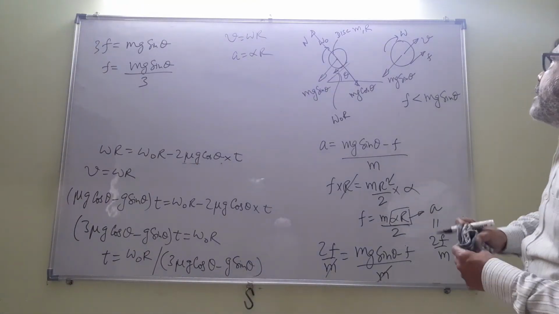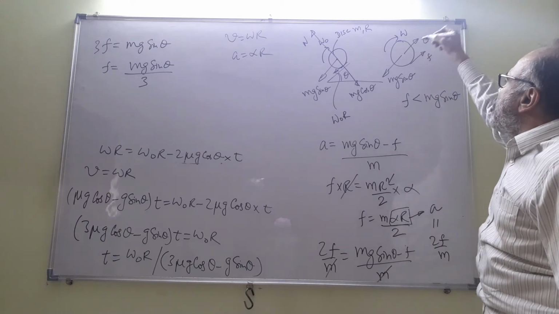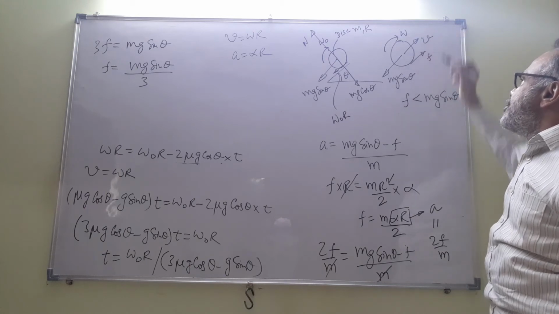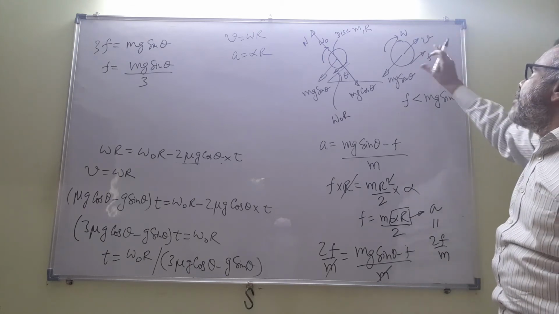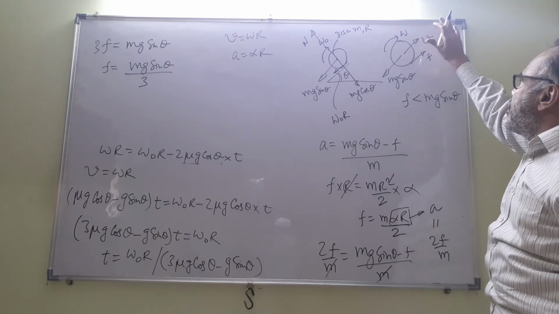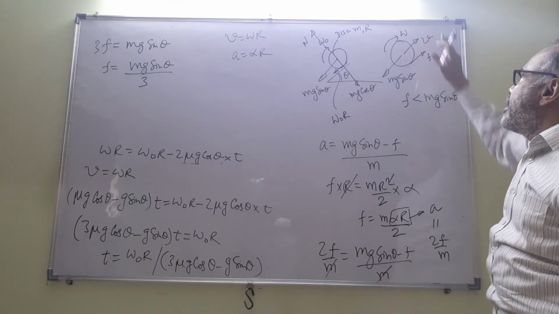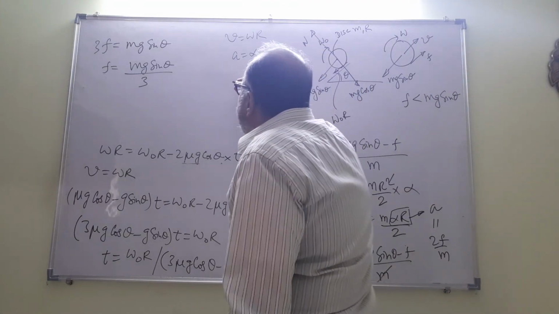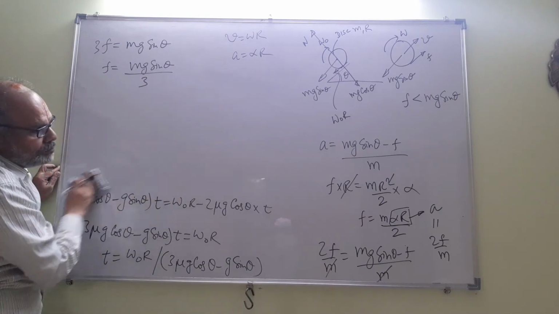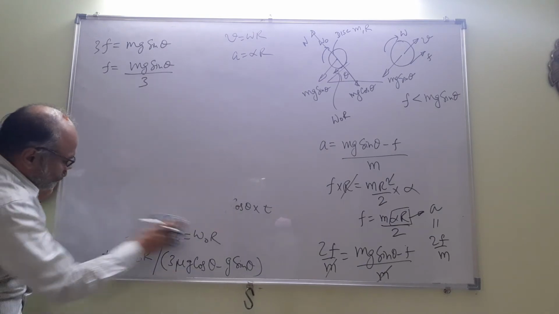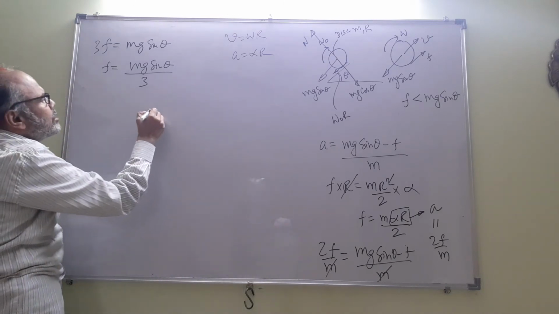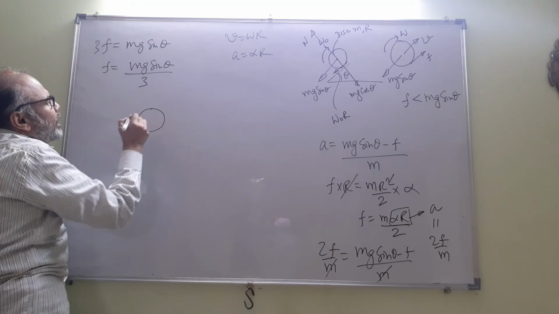Now let us see what happens as this moves up. This V is going to decrease. Omega will also decrease. And there will come a time when it will come to rest, and omega also becomes 0. Then the body starts its downward journey.